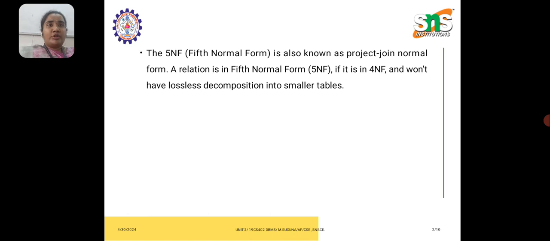What is known as the fifth normalization form? It is nothing but a high level of normalization in relational database theory. It deals with a situation where a relation has multi-value dependencies (MVDs) and join dependencies (JDs). It is also known as project join normal form. A relation in fourth normal form that cannot have a lossless decomposition into smaller tables is known as fifth normalization.